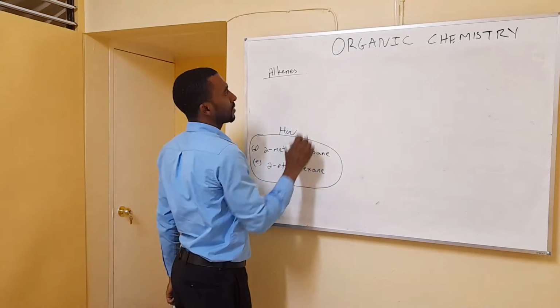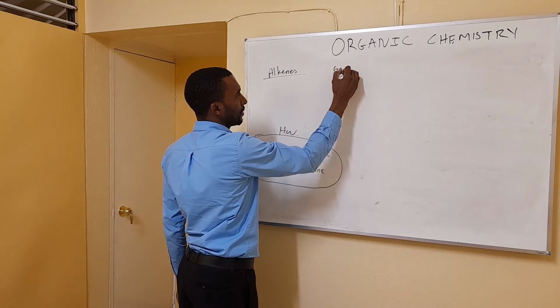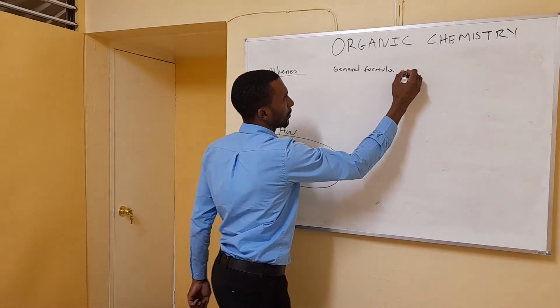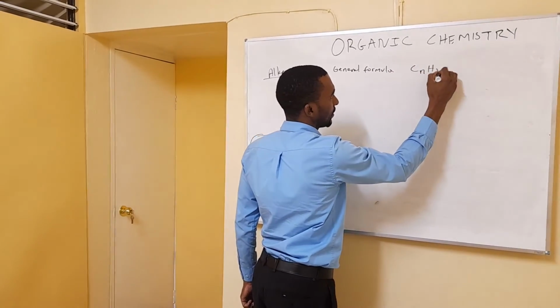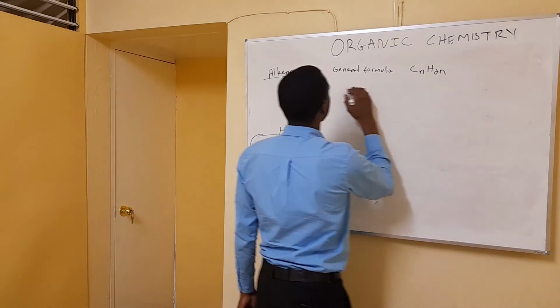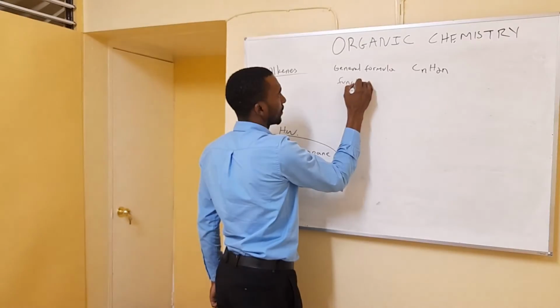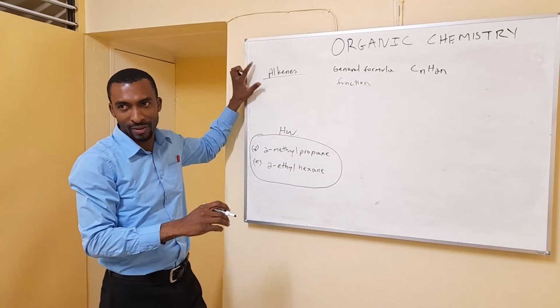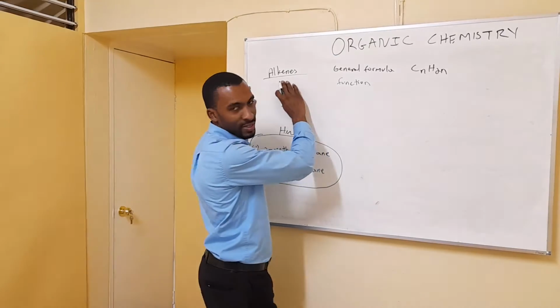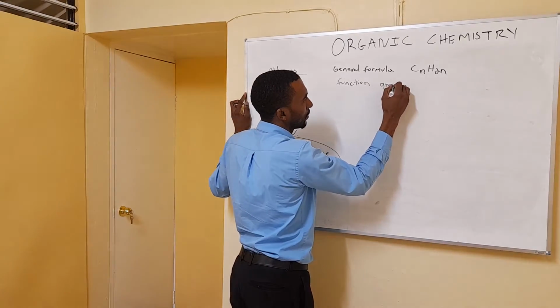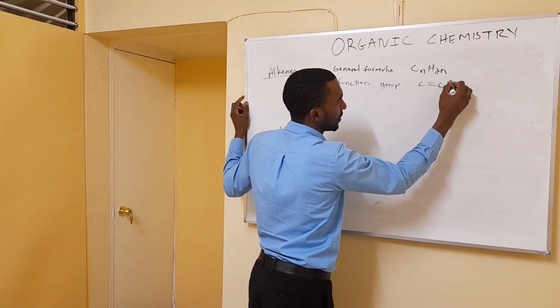So alkenes, so the general formula is CnH2n, with the functional group. So this is the second member of the homologous series. It's another homologous series, alright? So the first one was alkanes that we just discussed. This one is alkenes. Functional group C double bond C.